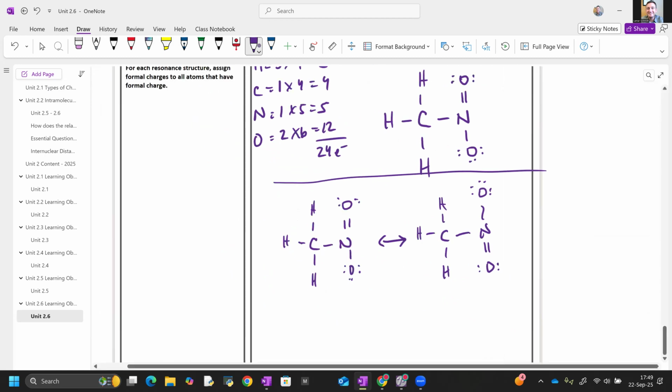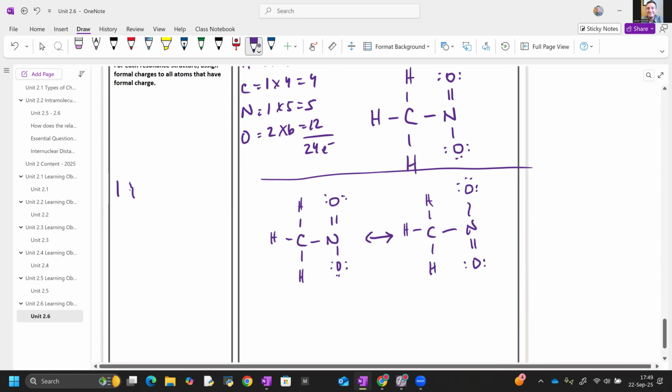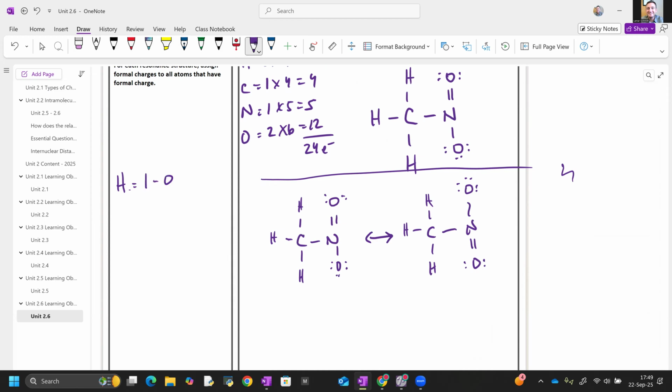So for hydrogen, we have one valence electron minus 0 non-bonding electrons minus 1/2 of 2. So this is going to be 0. All right, so this is 0, 0, 0. Carbon is equal to 4 minus 0 minus 1/2 of 8, which is 0.